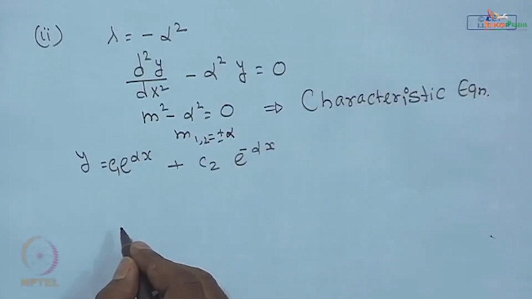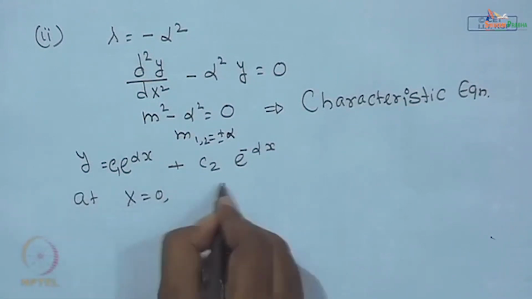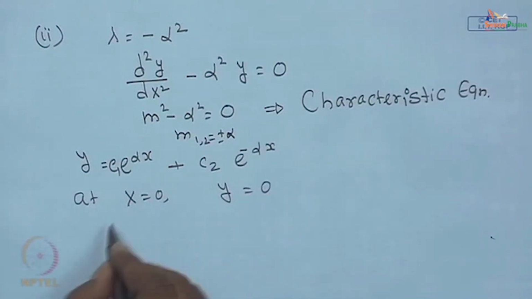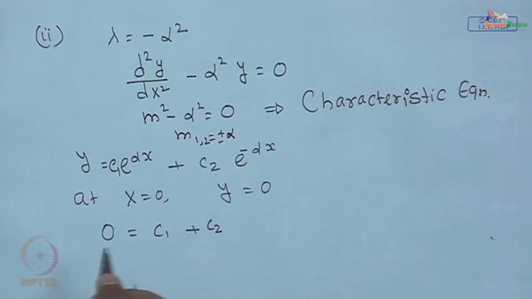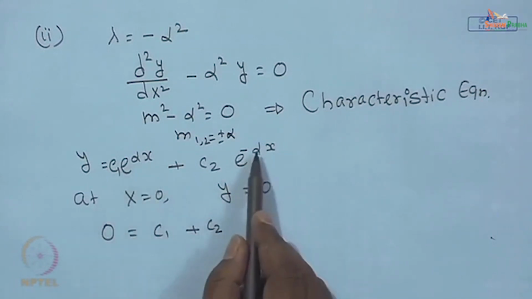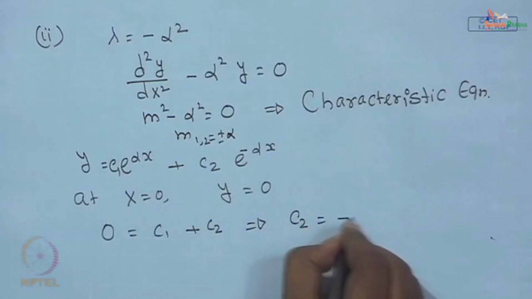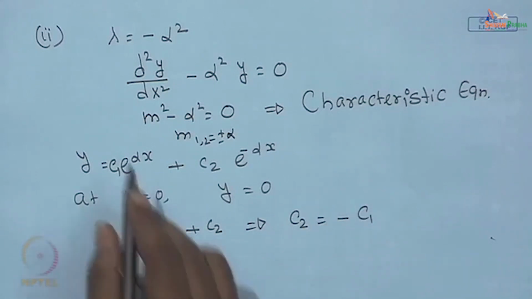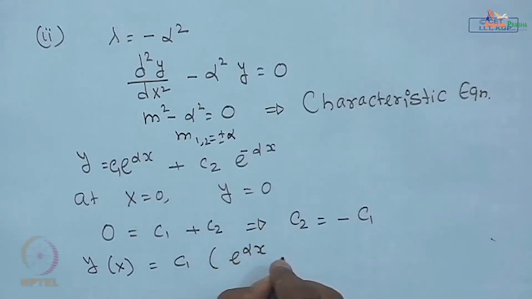Now, let us put the first boundary condition. The first boundary condition is at x is equal to 0, you have y is equal to 0. So, therefore, this will be 0 is equal to C1 plus C2. C1 e to the power 0 is 1 and C2 e to the power minus 0 is also 1. So, it will be C1 plus C2. So, therefore, we will be getting C2 is equal to minus C1. So, the form of the solution becomes y as a function of x, C1 and C2 is equal to minus C1. So, take C1 common: C1 times e to the power alpha x minus e to the power minus alpha x.